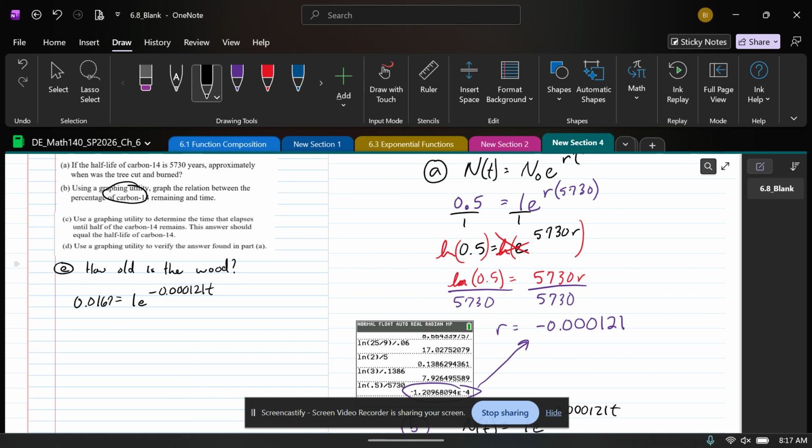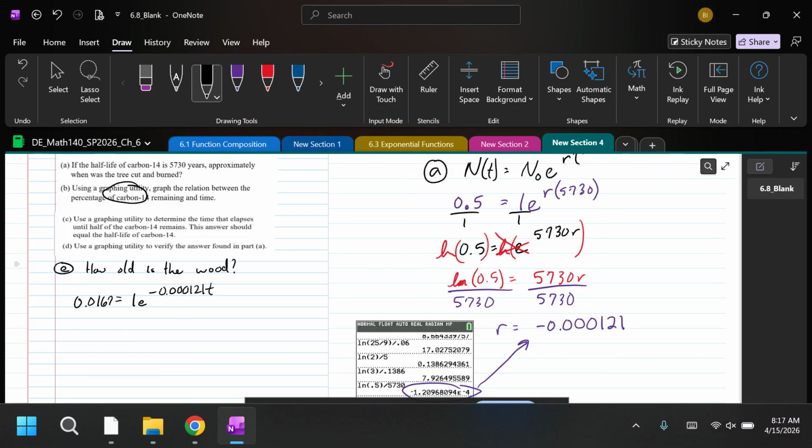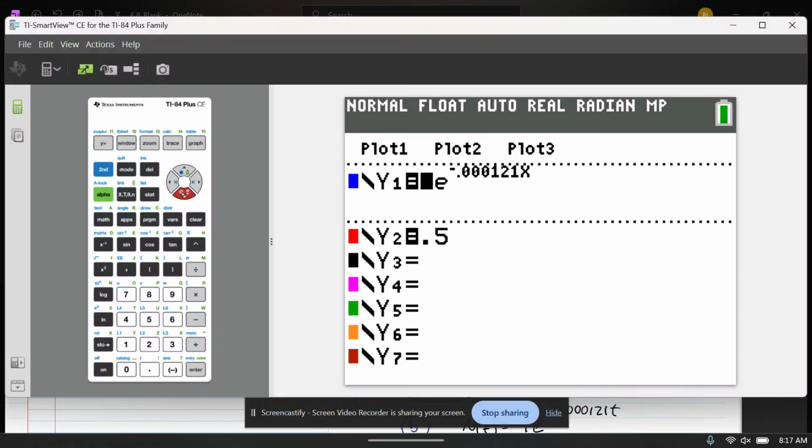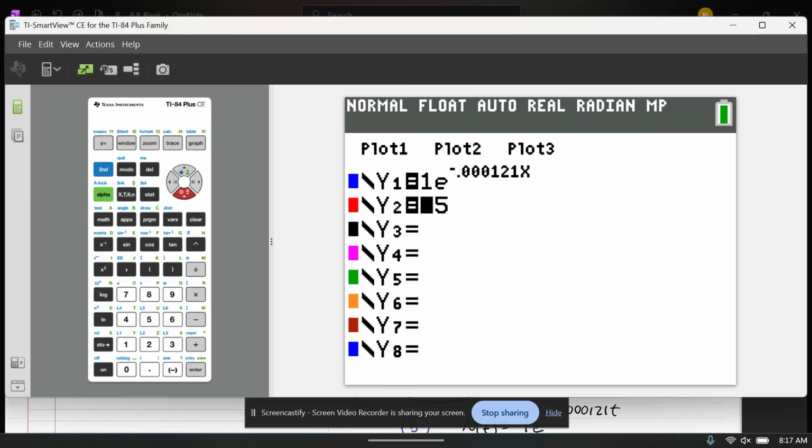I could also graph it. What do I need to graph as y2 and use the intersect tool here to solve that problem that I added? Not 1, because I'm trying to find out when there was 1.67% left. When I graphed the 0.5, I was finding when half of it is left. So I'm going to graph 0.0167.